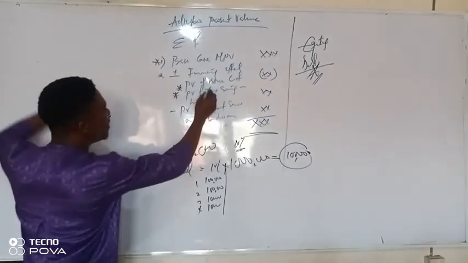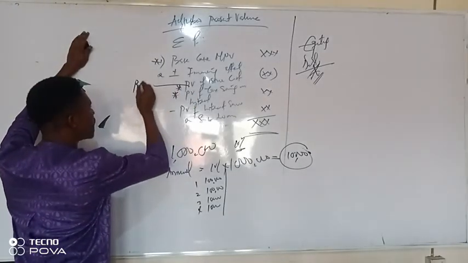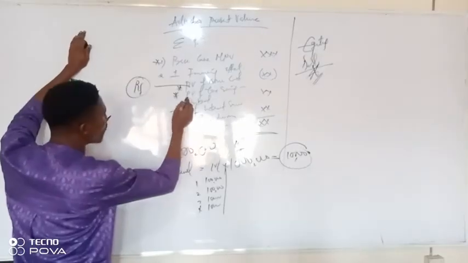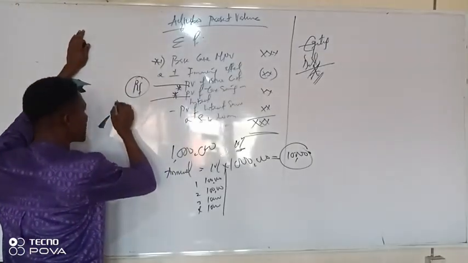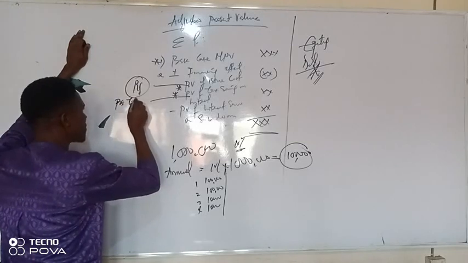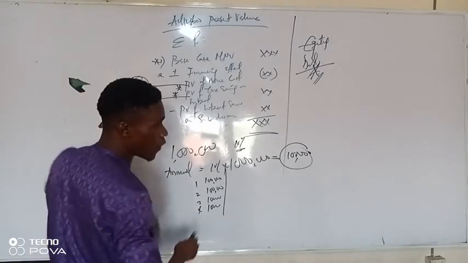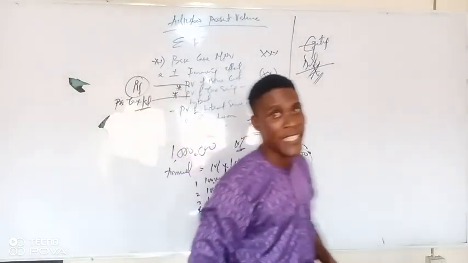Please, when dealing with this, be careful, unless otherwise stated. For this one, what do we use? The pre-tax cost of debt to discount it to get your present value of the tax savings on the interest.